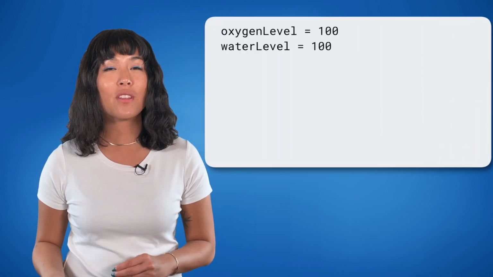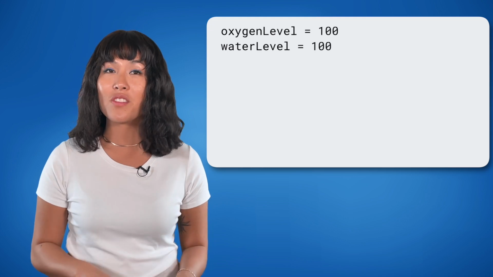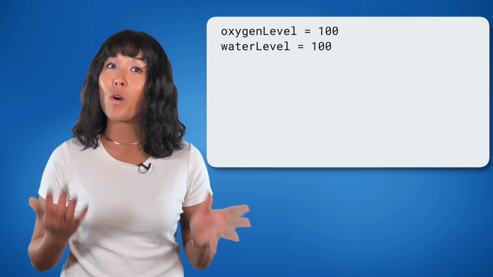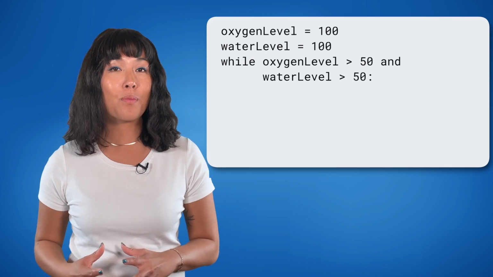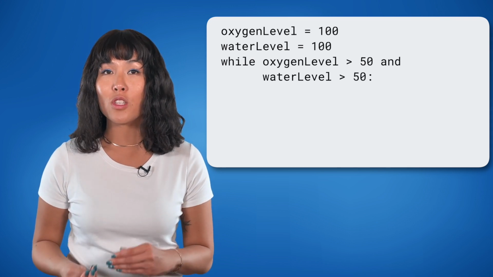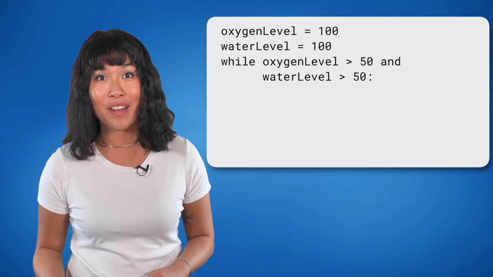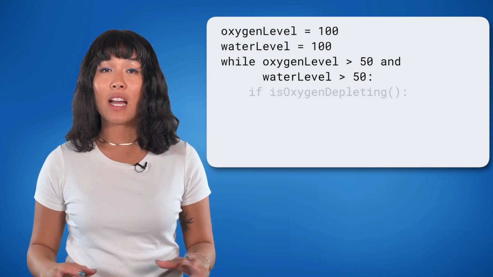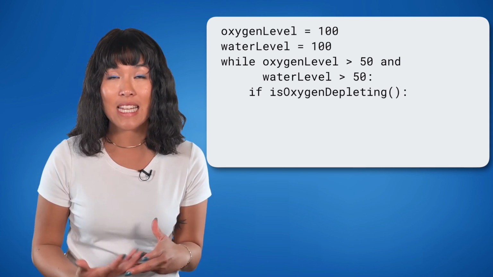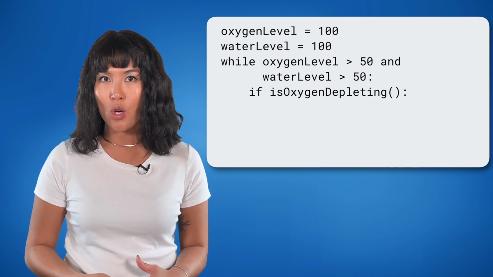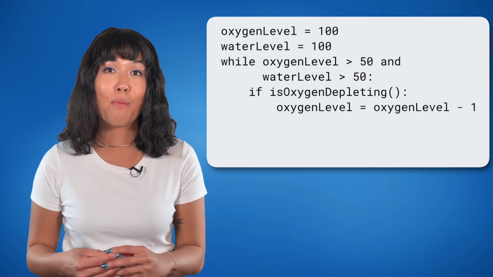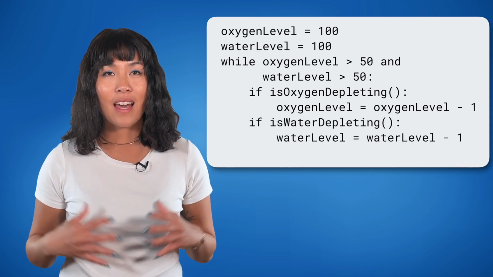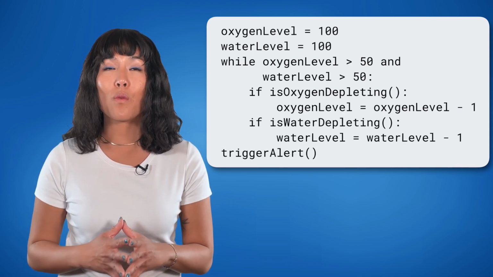First, we initialize our counters for the oxygen level and water level to the default amount, which is 100. Then we begin a loop that continues while oxygen level is greater than 50 and water level is greater than 50. Inside the loop, we check the function to see if our oxygen is depleting. If so, we reduce our oxygen level by 1. We then do the same for our water level. Outside the loop, we have an alert that will trigger.